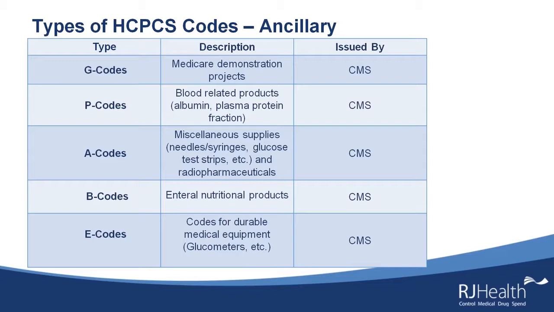So something like A codes for miscellaneous supplies, so the needles or syringes or radiopharmaceuticals needed, again, either in conjunction with those J-coded products or standalone for radiopharmaceutical tests. D codes for enteral feeding, E codes for DMEs, glucometers, pain pumps, that sort of thing. P codes for blood products, and then the G codes are kind of interesting, Medicare demonstration products or projects. So the new flu codes sometimes can go into those G codes, as well as anything else that CMS is trying to track as it relates to either new types of products or new treatment.